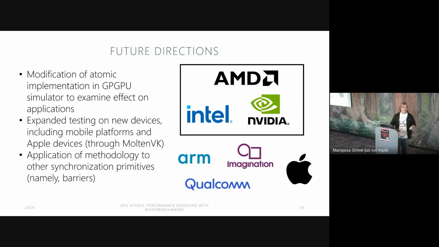Finally, we're hoping to apply this methodology that we used for this talk to other synchronization primitives. I mentioned barriers at the start. Atomic RMWs specifically are not the beginning and end of GPU synchronization on device.